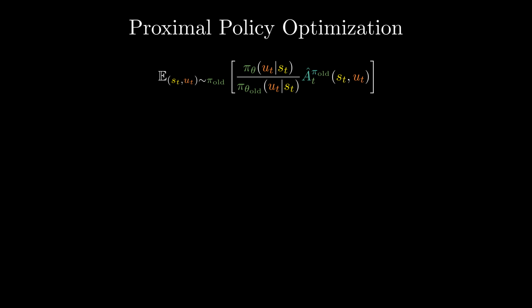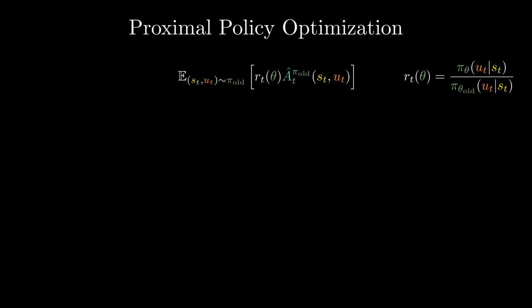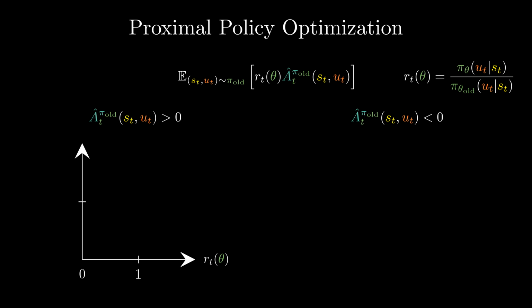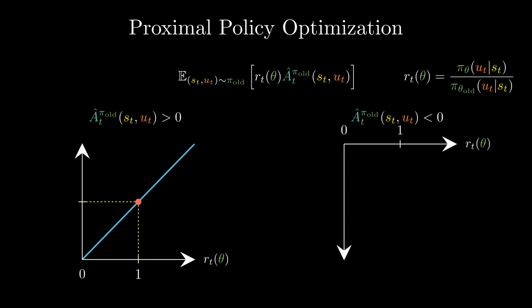Let's examine the core objective function. We denote the probability ratio as R theta. Now consider two scenarios. If the advantage is positive, it means that the action is better than expected. In that case, we want to increase its probability of taking that action to maximize our objective. If the advantage is negative, it means that the action is worse than expected, so we want to decrease its probability of taking that action.